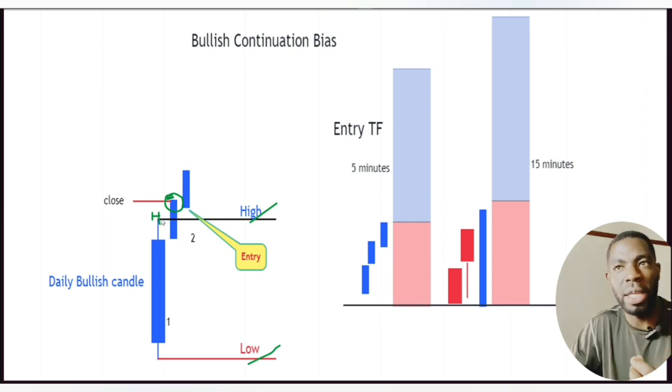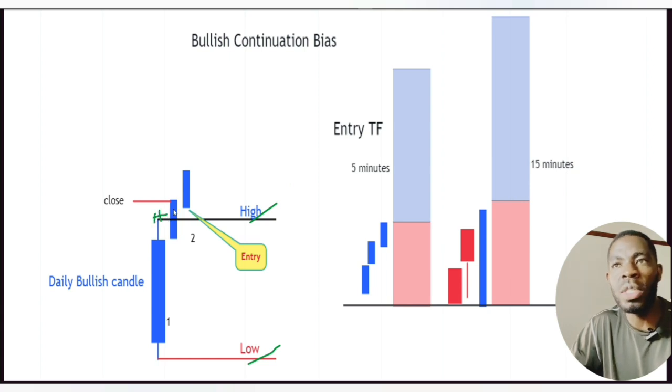So the next day's candle should close with its body above the previous day's highs for it to be valid. For this bullish continuation bias strategy to work, the second candle has to close above the previous day's high with its body, which is this one. All right, hope that is clear.